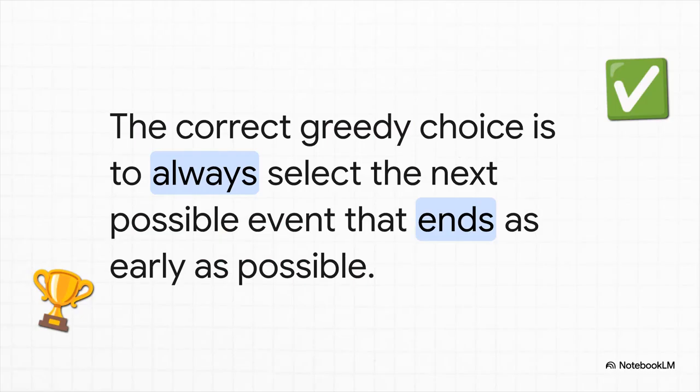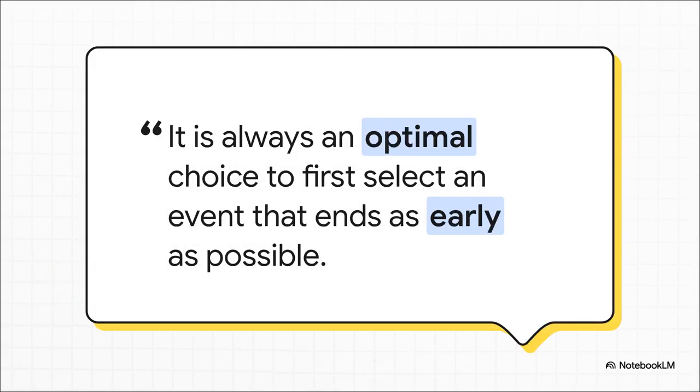You've just locked yourself into one event and missed out on a bunch of others. So the winning approach, the one that's actually guaranteed to be optimal, is the third one. The correct greedy choice is to always pick the next available event that finishes as early as possible. And the logic here is just beautiful.